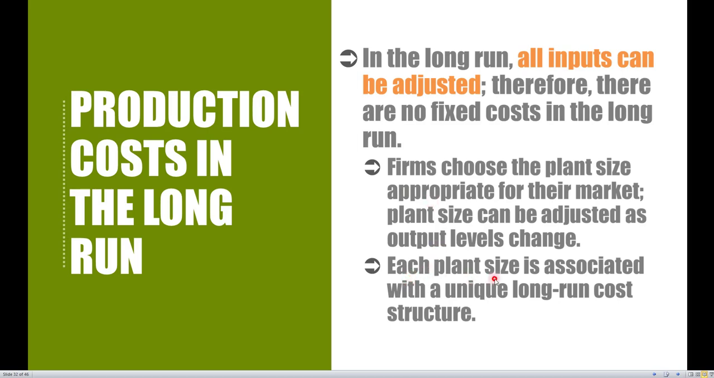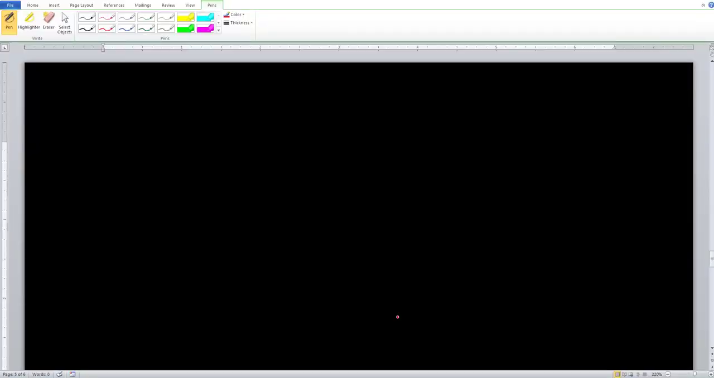Every single plant size is going to be associated with a unique long-run cost structure, and let's take a look at 3 different size firms just to give you a pretty good example. So here, let's take a look at the long-run costs. This is going to change how our cost curves are derived and what they look like as well.